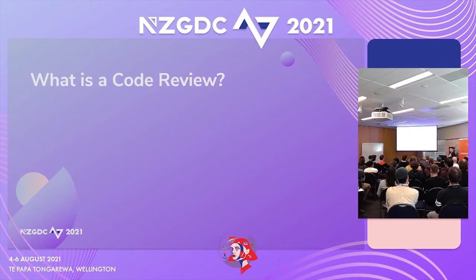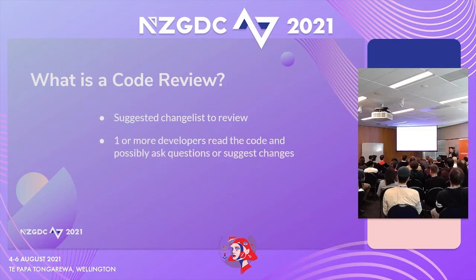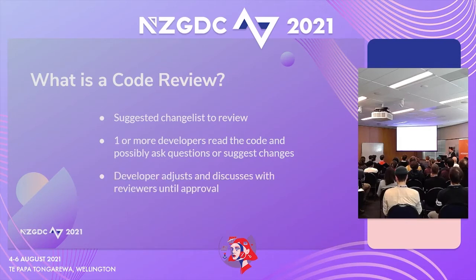So what is a code review? Really basically, a developer has a suggested change list that they want to push into the code base. Like you might have fixed a bug or developed part of a feature. And then you have one or more developers who are going to read the code, and they might suggest some changes or they might just approve it. But basically, after that point, you as the developer and the reviewers are going to go back and forth a little bit, and either adjust the review or come to some agreement until your reviewers give their approval.